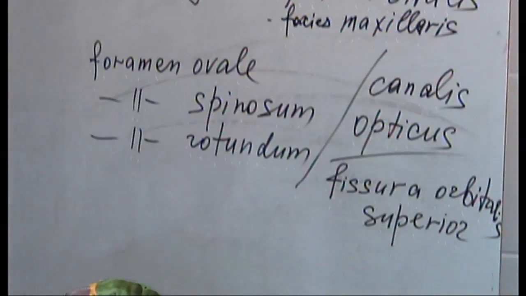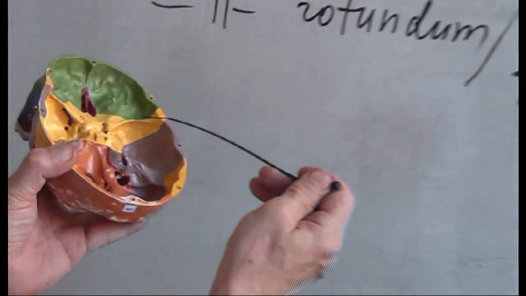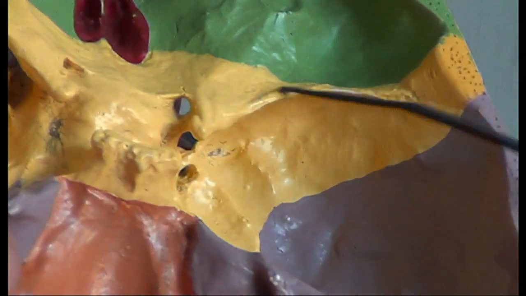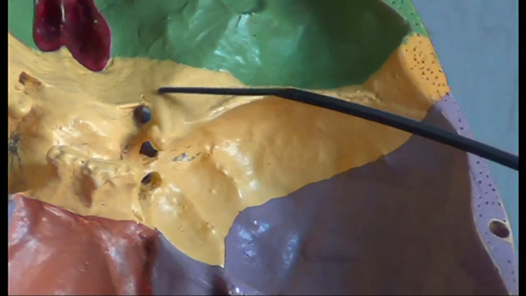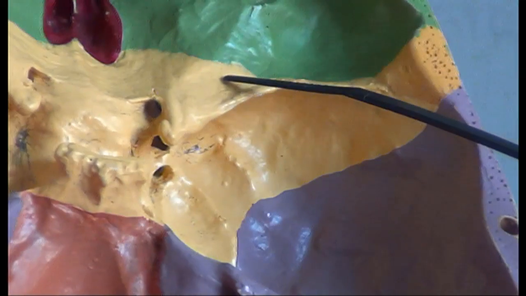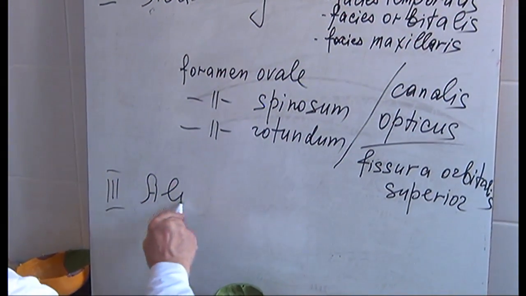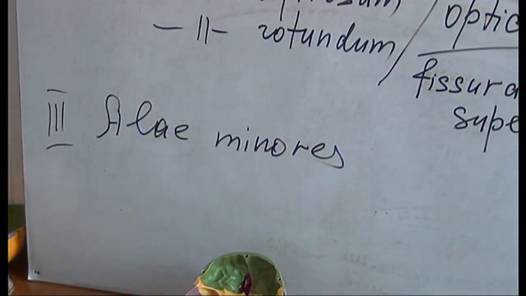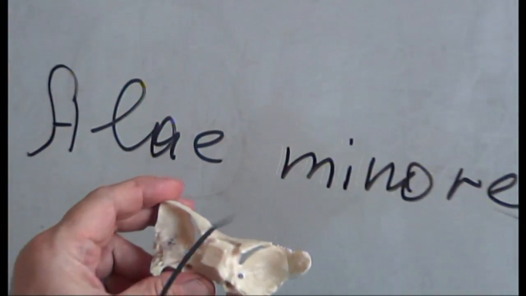And now we can describe the third part of the sphenoidale, which is called ala minor, or in plural, alae minores. Third part, alae minores.